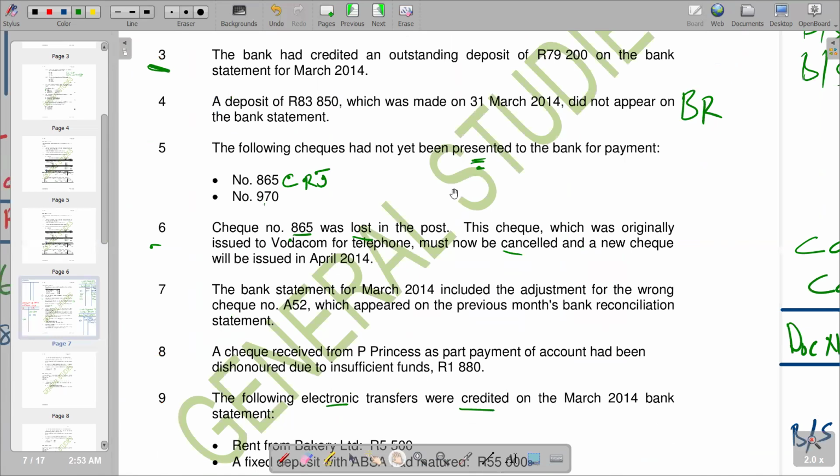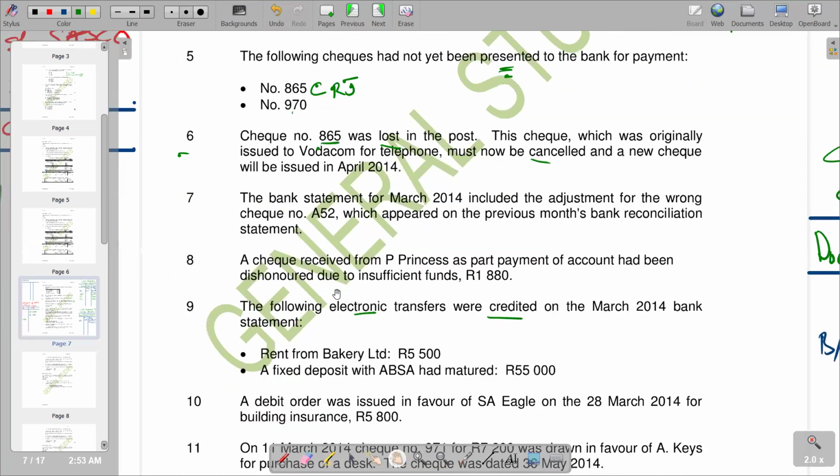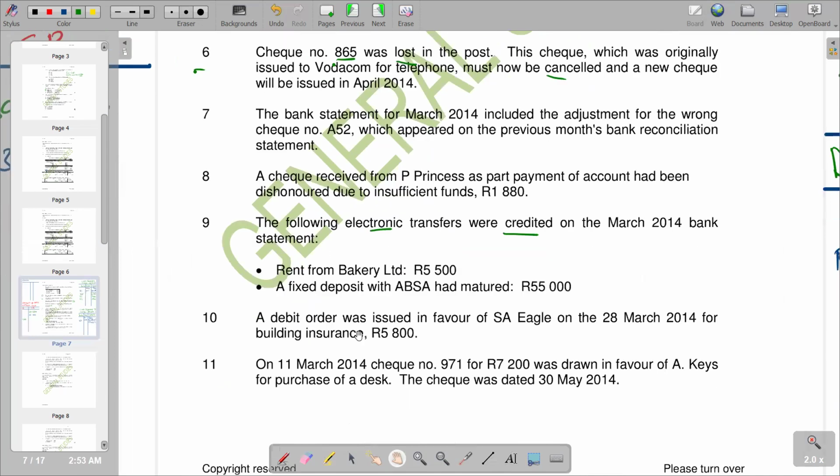We are on item 10, which says a debit order was issued in favor of SAE Group on the 28th March 2014 for building insurance. Remember, a debit order is something that is effected at the bank before we get to know it in our books. We can only get to know about the debit order when we get hold of the bank statement. So obviously it's not appearing in our journals, so you need to put it.